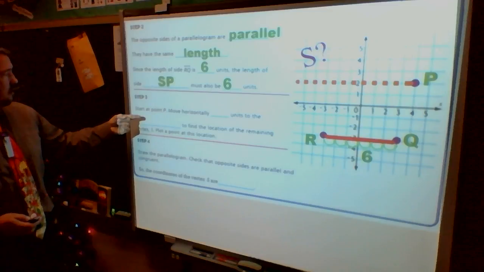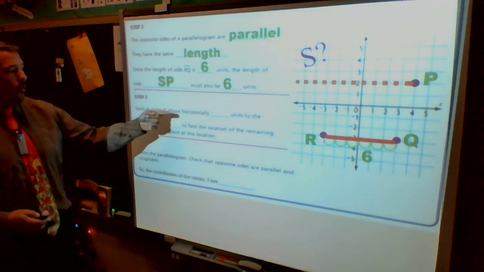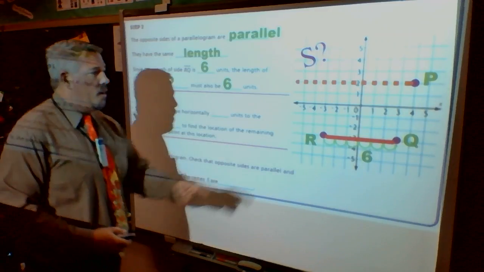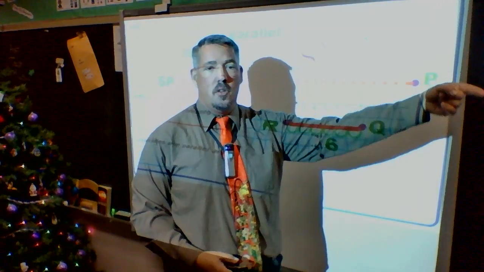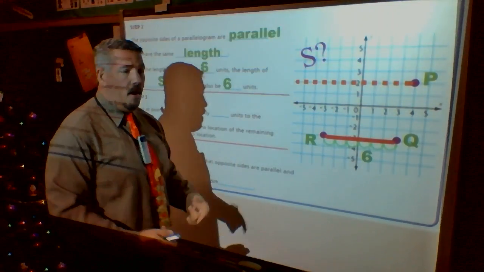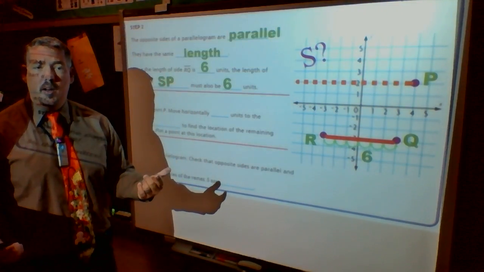So then it says, start at point P and move horizontally. Well, which way am I going to go? If I go to the P and I start going to the right, I go off my board. You might go off your paper, and we don't have any space on our coordinate plane anyway.